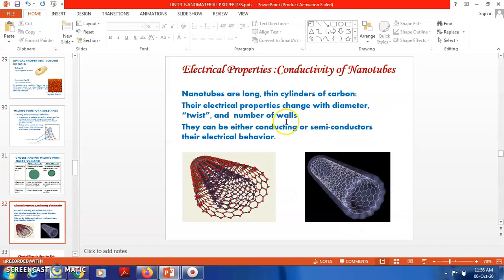Okay, then electrical properties, the conductivity of the nanotube. Nanotubes are long, thin cylinders of carbon. I am going to consider nanotubes. This nanotube is a very long, thin cylinder of carbon. The electrical properties change with the diameter, twist, and number of walls. That is a very important point. They can be either conducting or semiconducting in their electrical behavior.